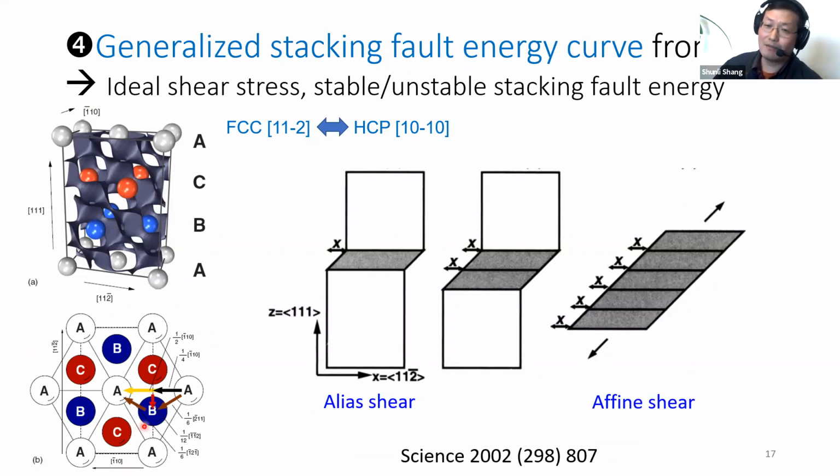Here, this figure is for the FCC structures. The FCC structure during the shear process is the same as the HCP. The HCP is the AB structure. FCC is the ABC structure. During the shear, the HCP can also go to the ABC structure. Then this 1-1-1 plane and the HCP basal plane are the same plane.